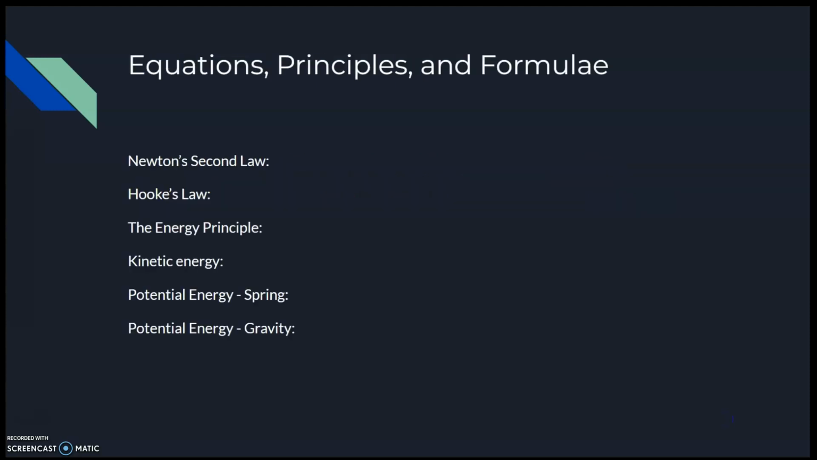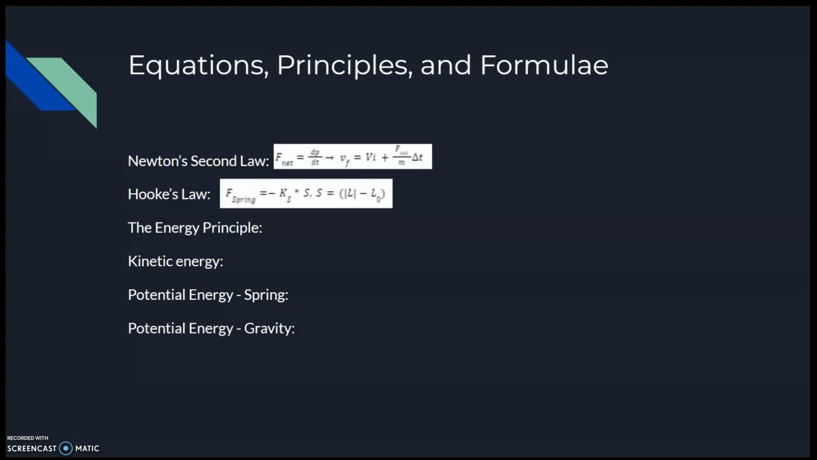So some important equations, principles, and formulas used in this experiment were Newton's second law, which we all know states F net equals dp/dt. I also showed the velocity update formula because that's pretty important to this lab. Next, we have Hooke's law, which is all about springs. So we have negative Ks, where s is the magnitude of the length minus the relaxed rest length.